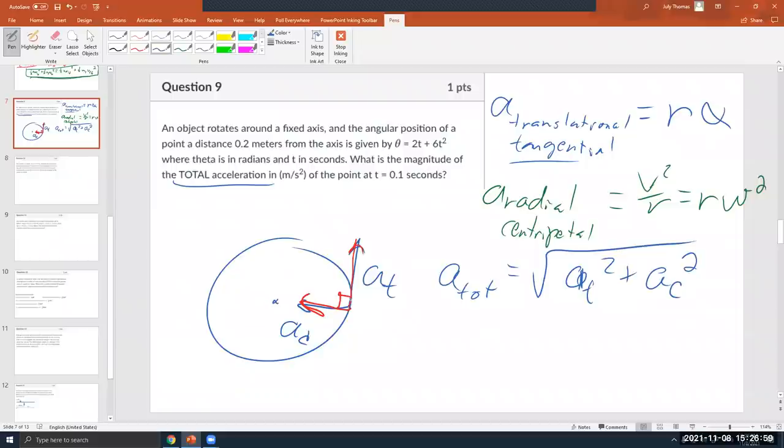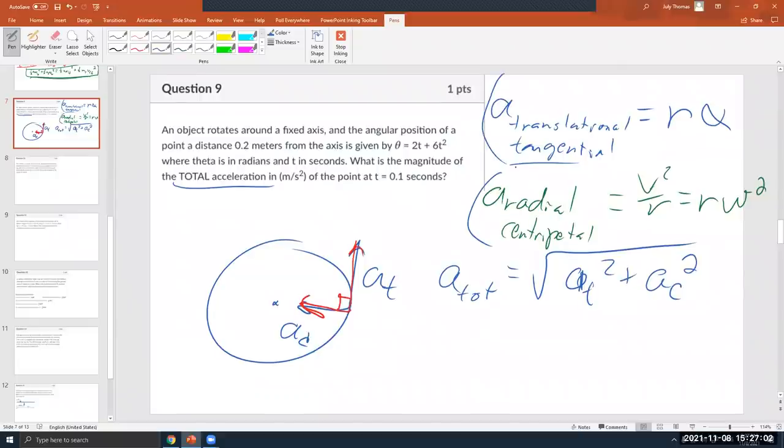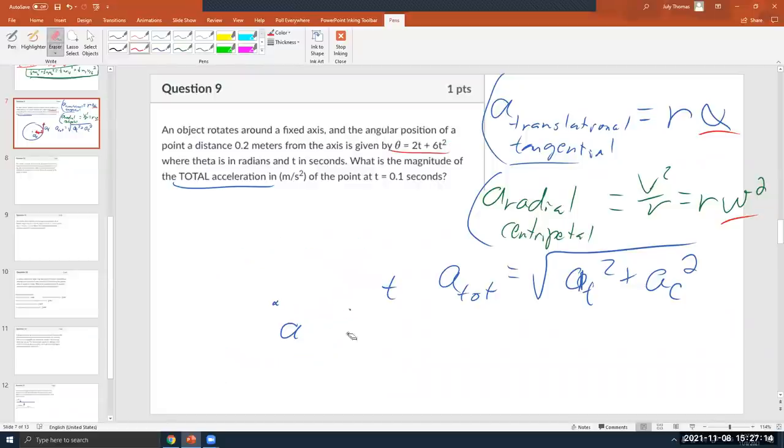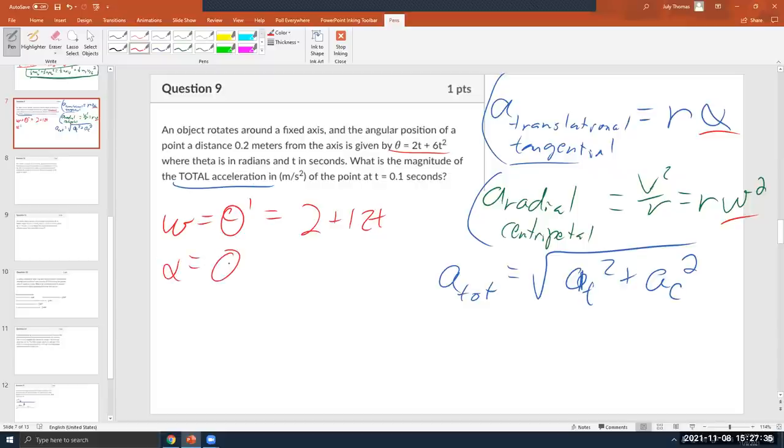You maybe don't need to recall this, but you do need to make sure that you understand which one of these to grab off a formula sheet for a given problem. As far as actually solving the problem in front of us, we have alpha and omega, and they give us this theta. So we're going to need to take two derivatives. The first derivative will be omega, that's theta prime. Derivative of 2t is 2, derivative of 6t squared is plus 12t. That will give us our radial. And then we have to take another derivative, alpha. There's the second derivative. Derivative of 2 is 0, derivative of 12t is 12.